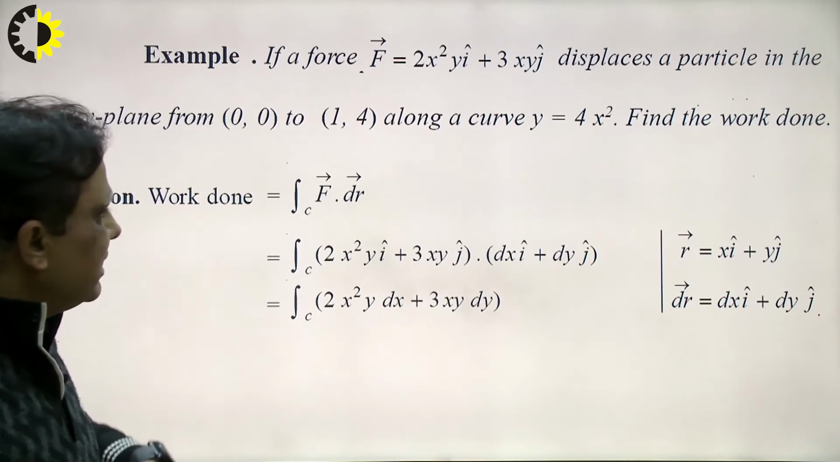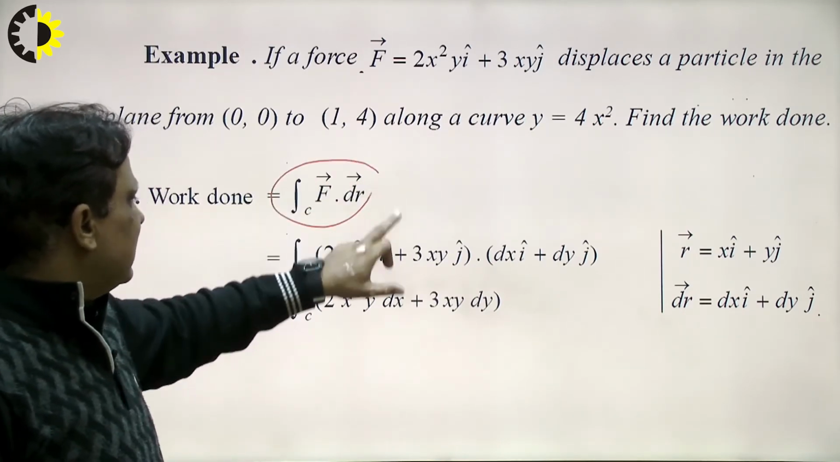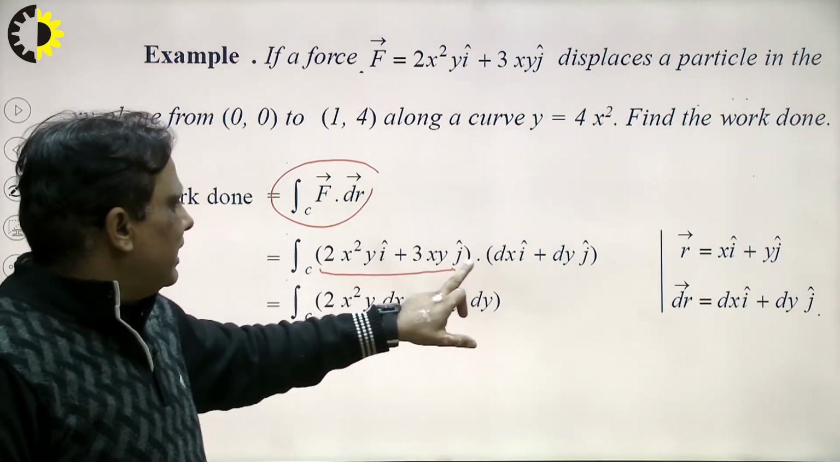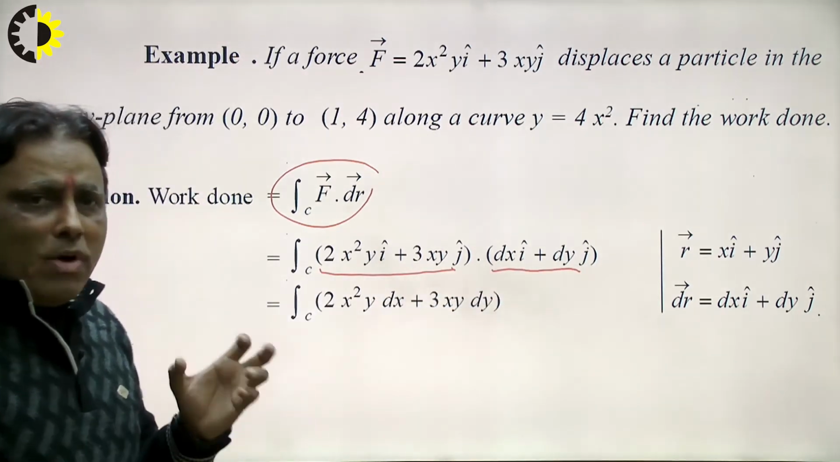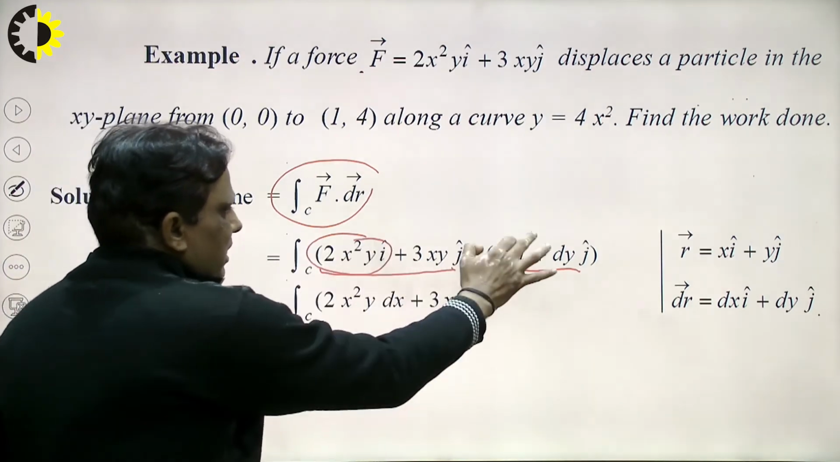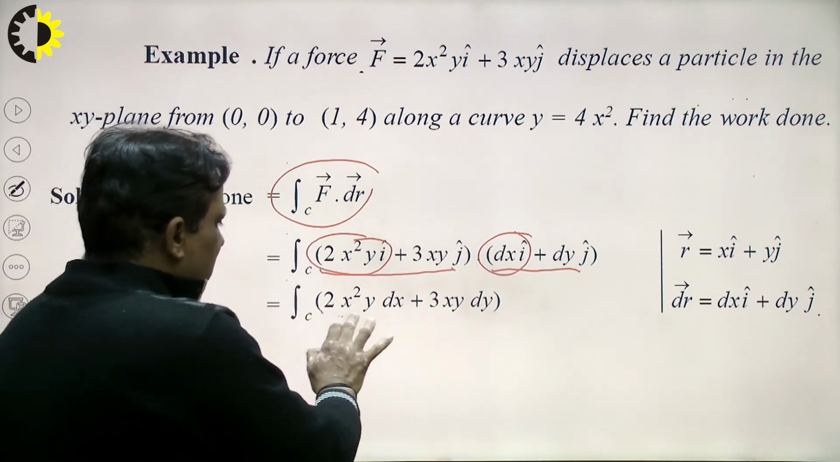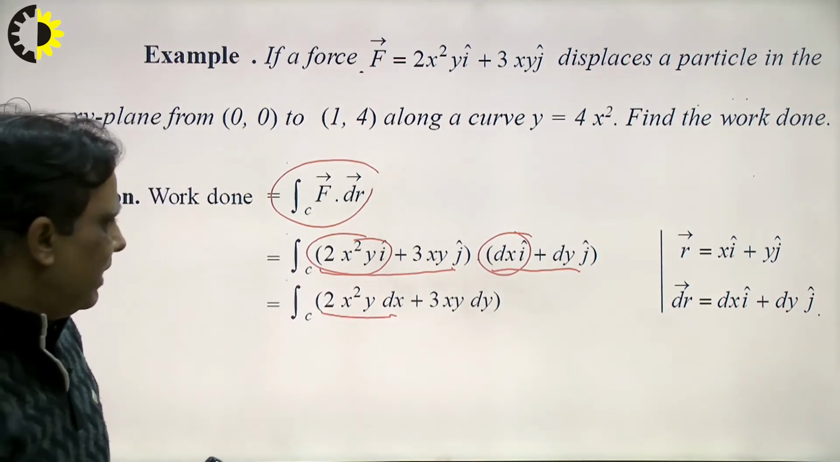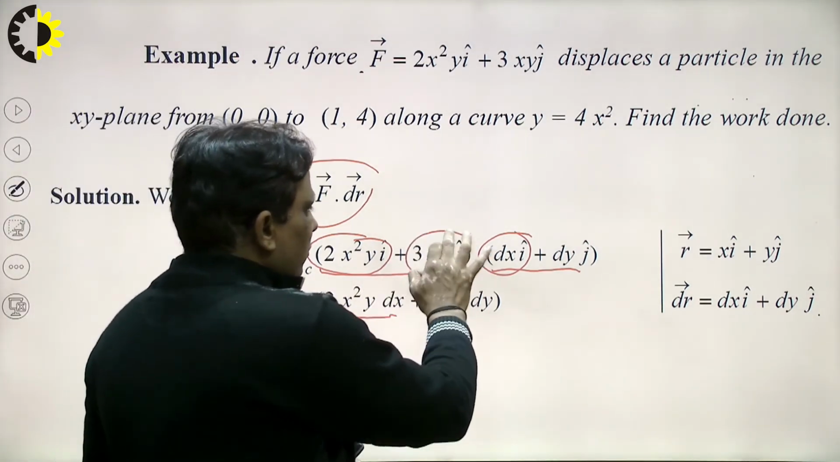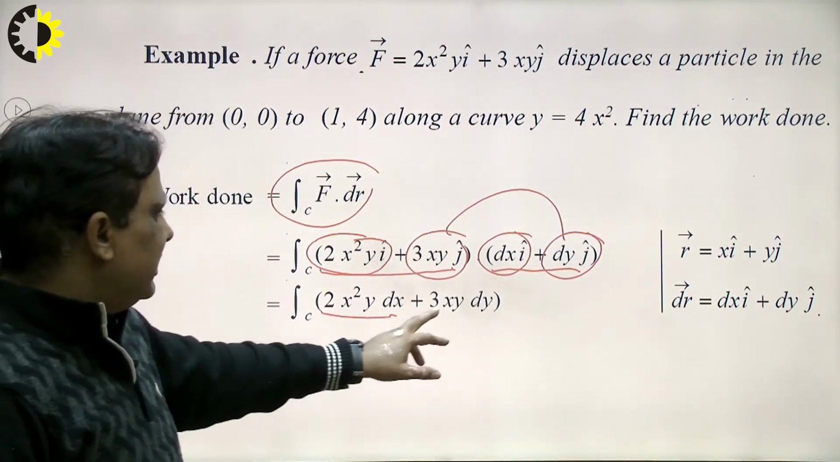How to calculate? We see that this is f dot dr. What is the value of f? I write here. What is the value of dr? I write here. What is the dot product of these terms? So 2x square i cap dot dx i cap: i dot i is 1, so the result will be 2x square dx. In the same way, this is the dot product of these terms: j dot j is equal to 1, so the result will be 3xy dy.